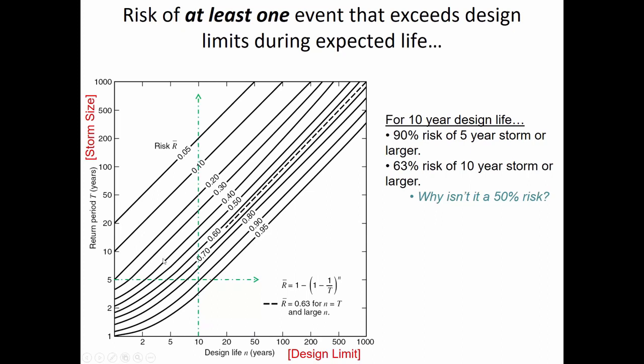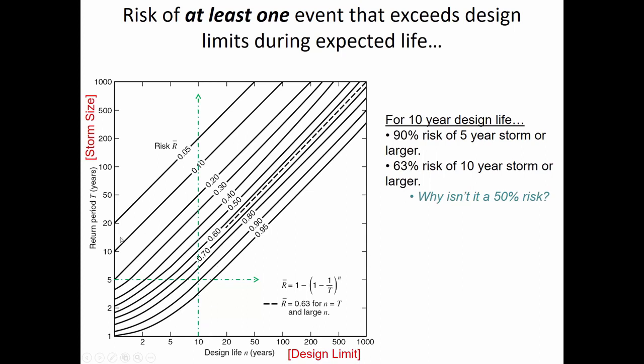Now, the probability of there being a 5-year storm or larger during a 10-year design life, you can see it's 0.9. So that risk is 90% that there would be a 5-year storm or larger. It's not a 50% risk. Sometimes we forget that risk isn't linear. You'd think, well, in a 10-year period, maybe there's a half and half chance. But for the 10-year design life, there's a 90% risk of a 5-year storm.